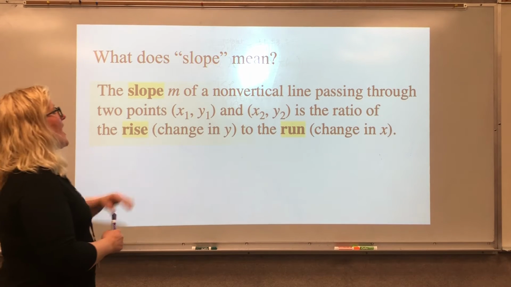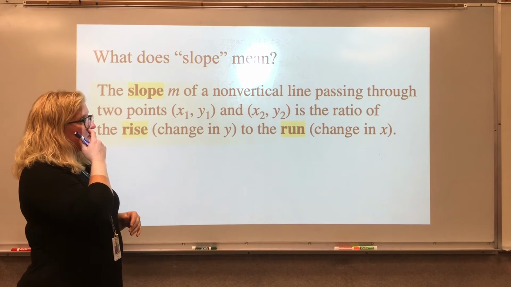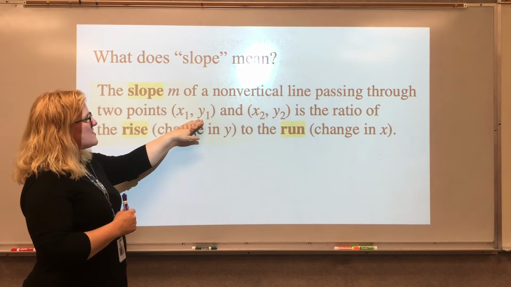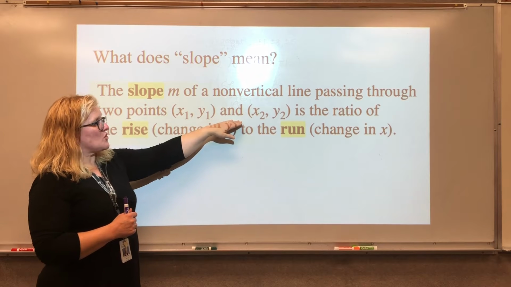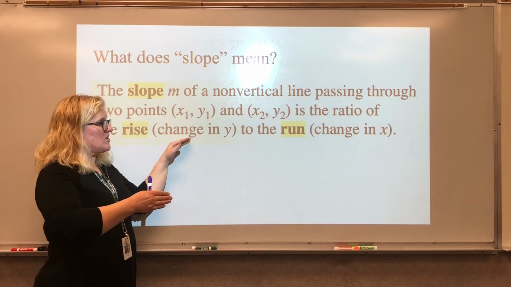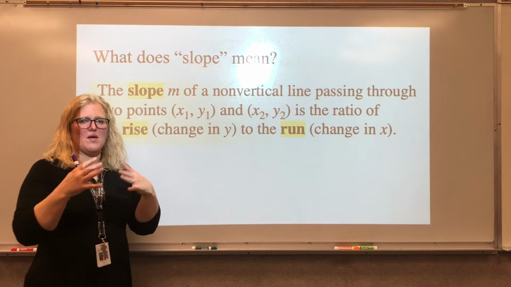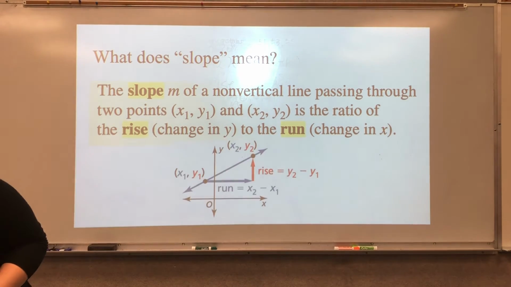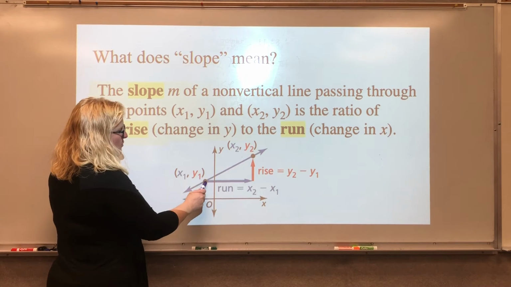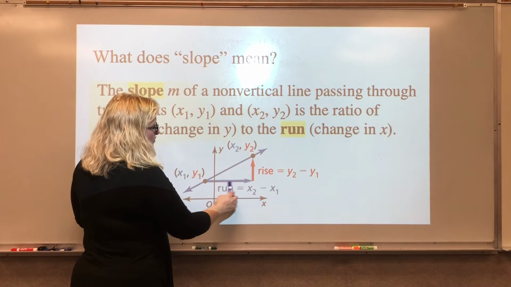Anyway, the slope m. I don't know why they use m, but the slope m of a non-vertical line, so it can't be straight up and down, passing through 2 points, x1, y1, and x2, y2, is the ratio of the rise, or the change in y, that's up and down, to the run, or change in x. I know that this is hard to understand, and I'll break it down a little bit. So this is what it looks like. Here I've got my line, here's 1 point, x1, y1, here's this point, x2, y2. So it's the rise over the run.